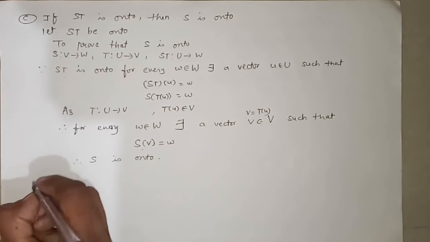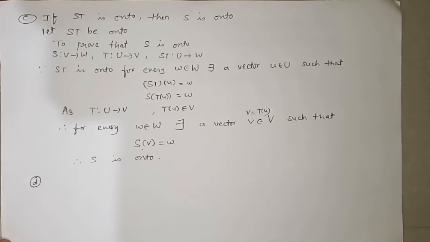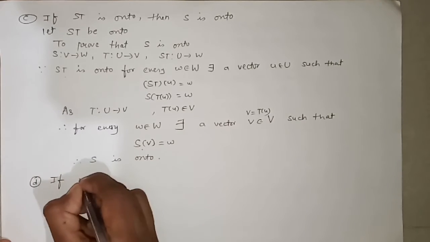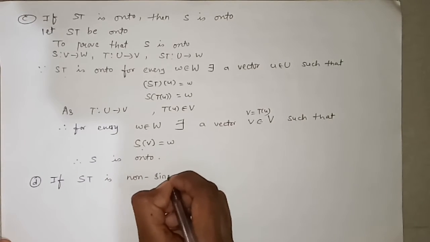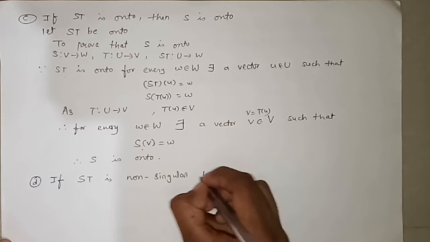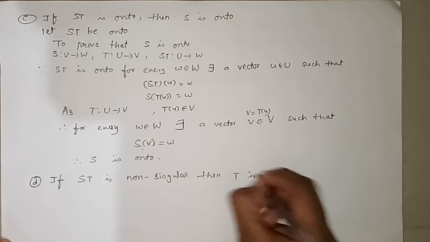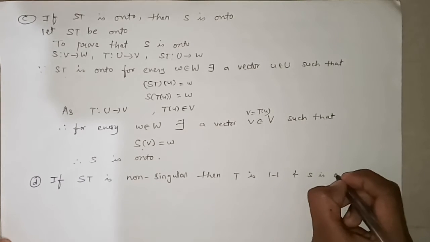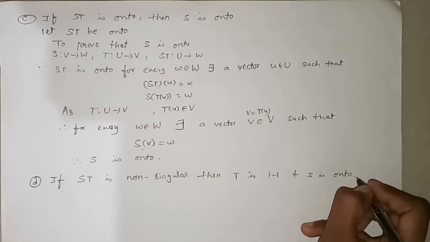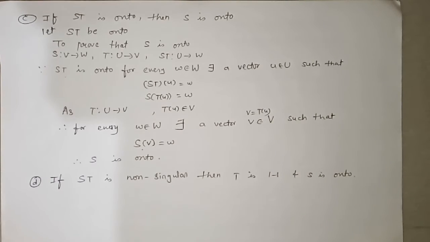For the next part, our D1, if ST is non-singular, then T is 1-1 and S is onto. So it is given in the question that ST is non-singular. That means our ST is linear, ST is 1-1 and ST is onto. But we have to prove that our T is 1-1 and S is onto.